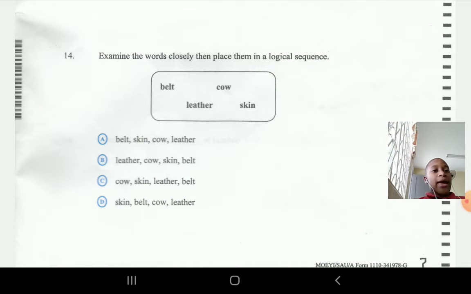So C: cow, then skin. You skin the cow, it gets leather. You should play more Red Dead Redemption 2, just saying. Cow, then you skin him, then you take his leather, then you make the belt out of it. Totally not gruesome at all. So let's continue to the next one.